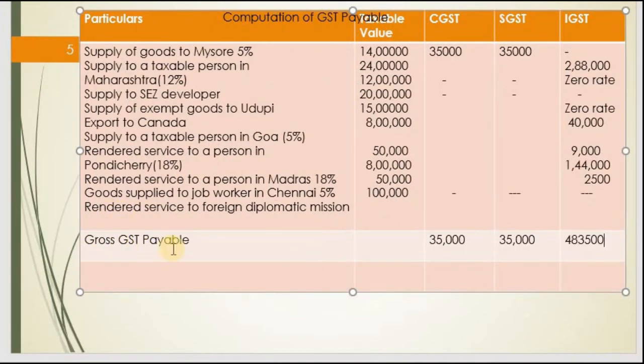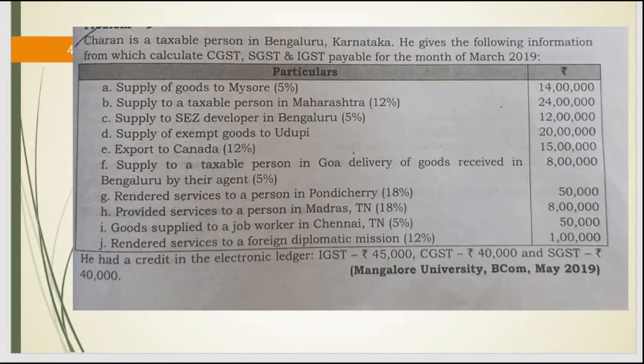So we have arrived at the gross GST payable, that is 35,000 CGST, in case of SGST 35,000, and in case of IGST it is 4,83,500. Now what we have to do is see how much credit is available. So that credit has to be deducted from this. So let's write credit in electronic ledger. So it will be automatically displayed in the website or in our GST login. So what is the credit available?